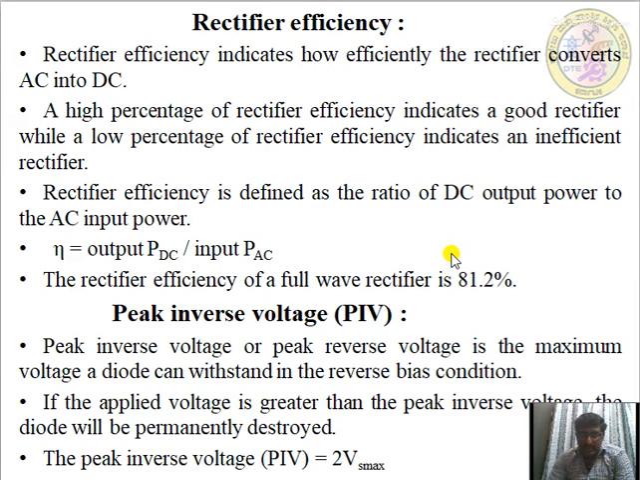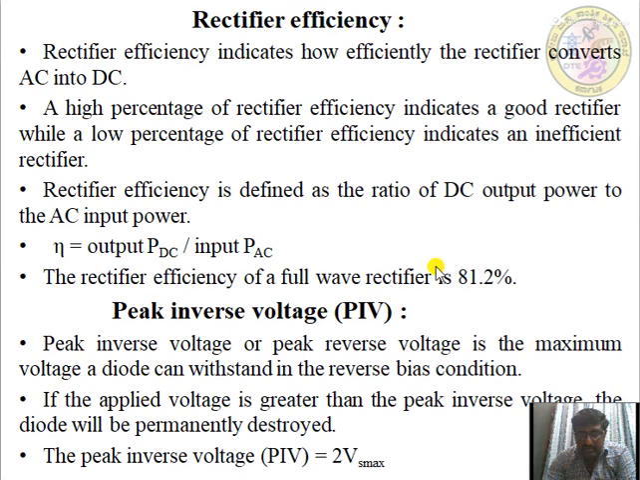If the applied voltage is greater than the peak inverse voltage, the diode will be permanently destroyed, and the peak inverse voltage PIV is equal to 2 Vs max.